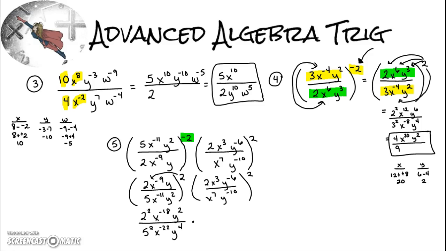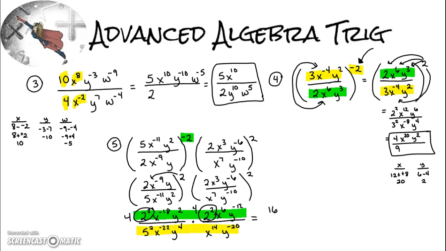Do the same thing on this other fraction. The outside power is also a squared, so 2 squared, x to the 6th, y to the negative 12, over x to the 14th, y to the negative 20th. Now what I would do is multiply straight across everything in the numerator, and then everything in the denominator. All right, so I have a 2 squared, which is 4, and another 2 squared, which of course is 4. So that's 4 times 4 gives me 16 for the coefficient.